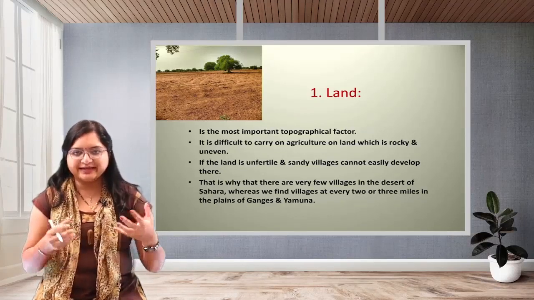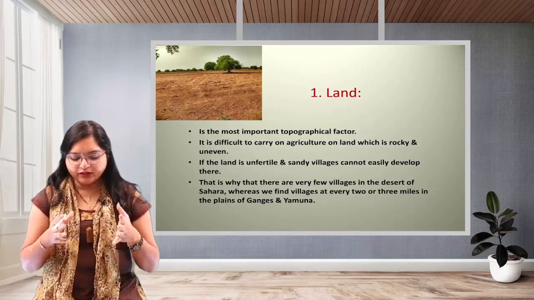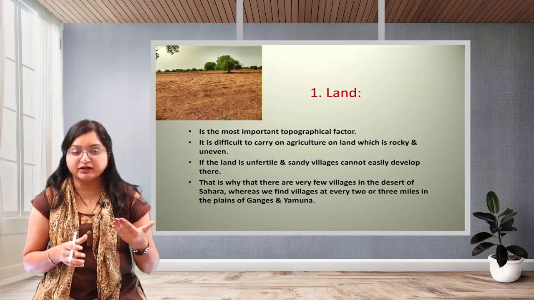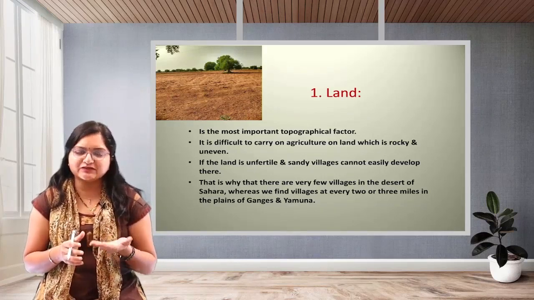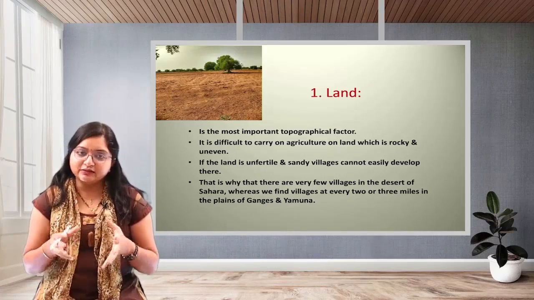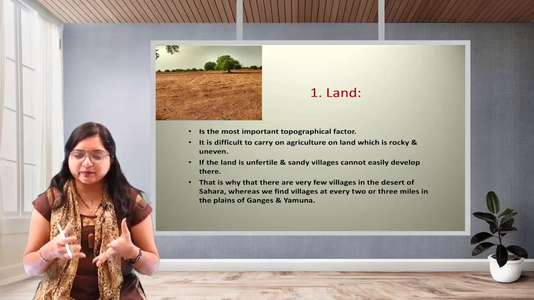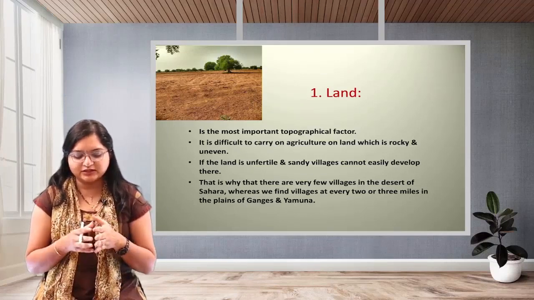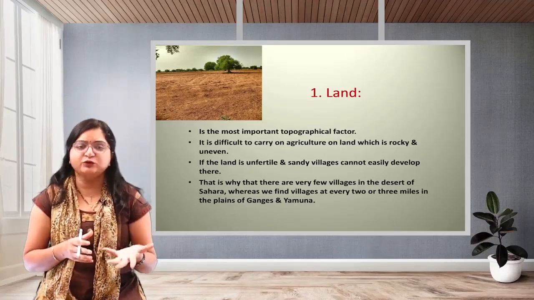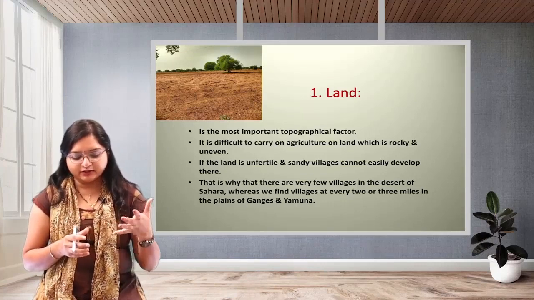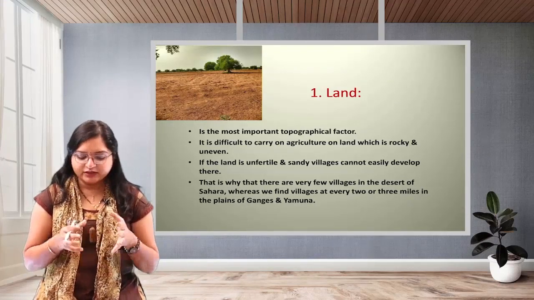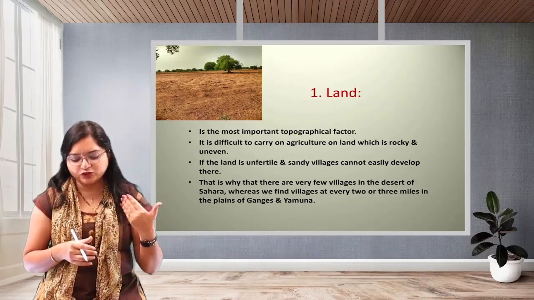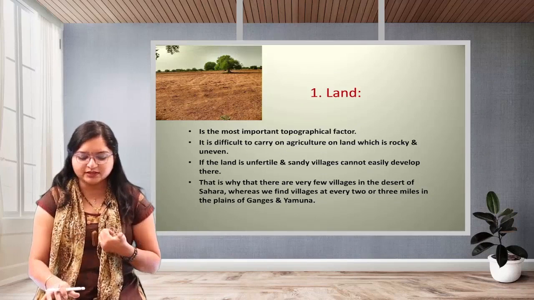whereas we find villages at every 2 or 3 miles in the plains of the Ganga and Yamuna, because the land is fertile, so the people can live there very easily and their agricultural needs can be met there. So in the Sahara desert we will see very few villages, but in the plains of the Ganga and Yamuna rivers we will see so many villages, every 2 or 3 miles. So this is about land.